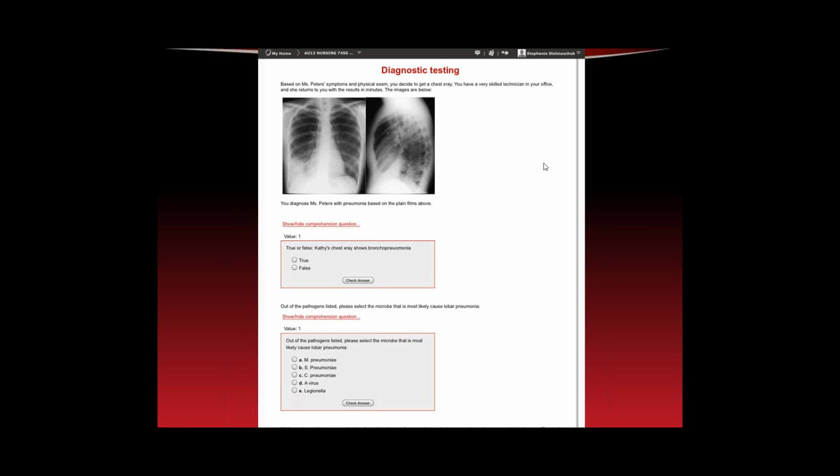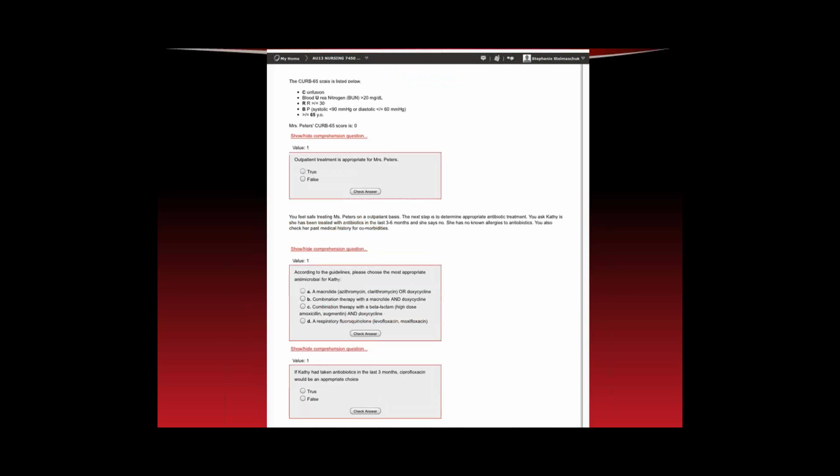Here we include a picture of Kathy's chest x-ray, and we wanted the students to decide, is this a lobar presentation or an interstitial presentation? And by choosing that, they could pick out the causative organism, which was one of our learning objectives. And then you can progress through the rest of this case study on your own time and play with it, see how it works.